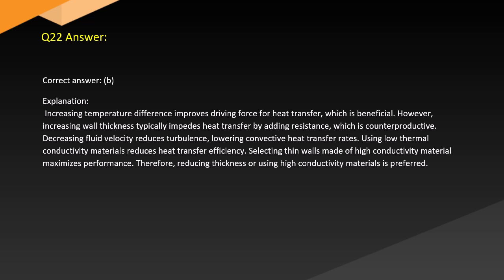Answer. Correct answer: B. Explanation. Increasing temperature difference improves driving force for heat transfer, which is beneficial. However, increasing wall thickness typically impedes heat transfer by adding resistance, which is counterproductive. Decreasing fluid velocity reduces turbulence, lowering convective heat transfer rates. Using low thermal conductivity materials reduces heat transfer efficiency. Selecting thin walls made of high conductivity material maximizes performance. Therefore, reducing thickness or using high conductivity materials is preferred.